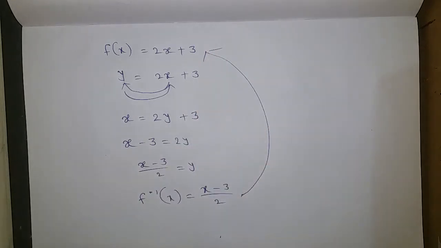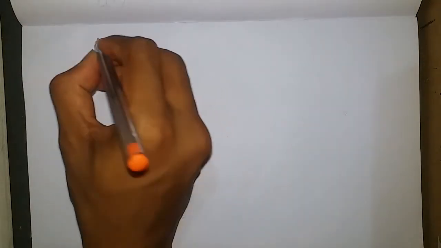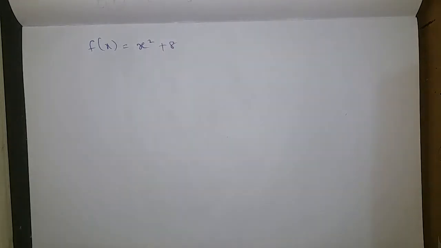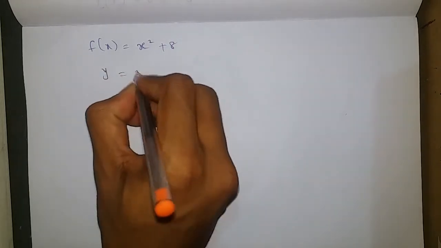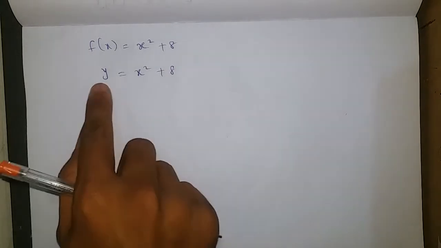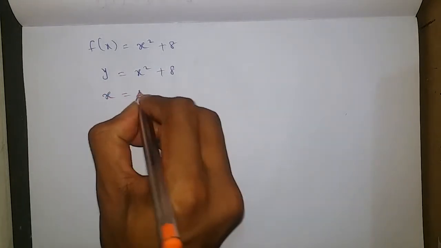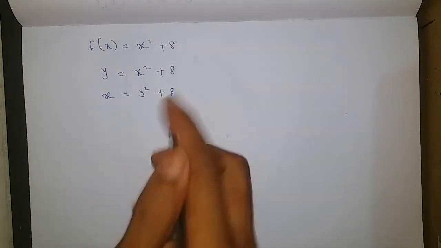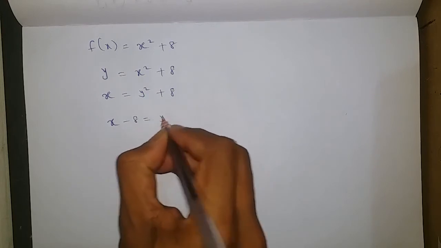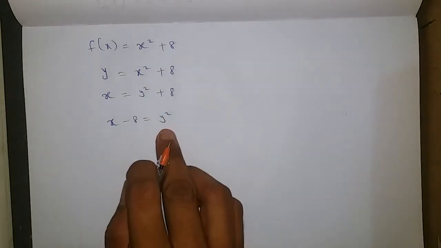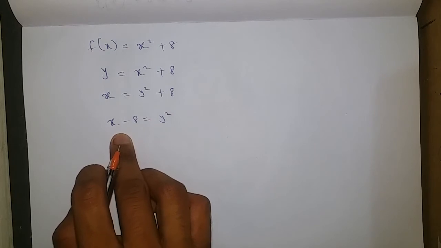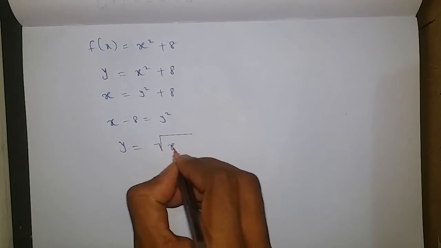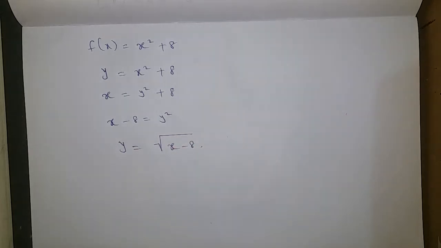Now let us check one more. F of x is equal to x square plus 8. First replace f of x, y is equal to x square plus 8. Now swap x and y. Here x is equal to y square plus 8. Now we want equation for y, so bring 8 this side. X minus 8 is equal to y square. Y square value is x minus 8. Then y value will be under root x minus 8.